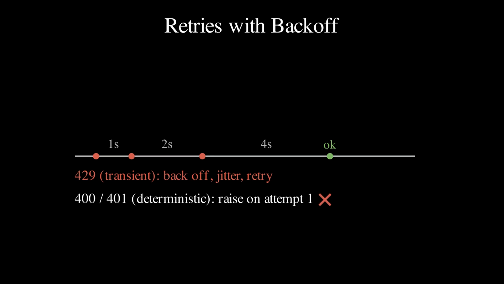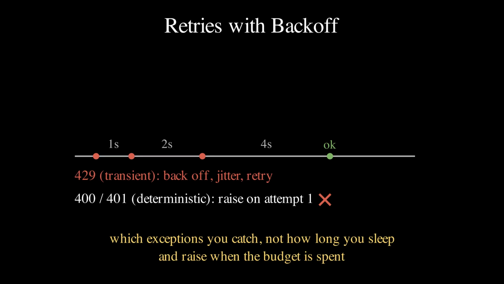But retry only transient faults, the ones a second attempt could survive. A malformed request, an expired key, a missing tool, these fail identically every time. Wrapping them in a retry buys nothing and buries the real error. So the predicate is which exceptions the loop catches, not how long it sleeps. And when the budget is spent, it raises, rather than returning a fallback that only looks like a result.